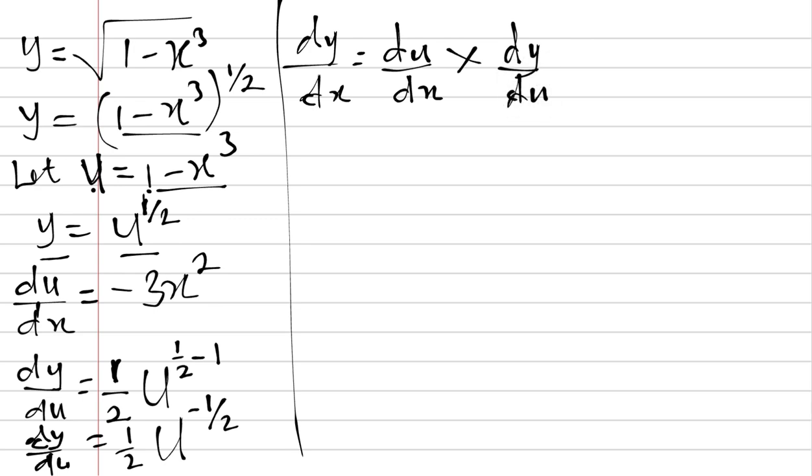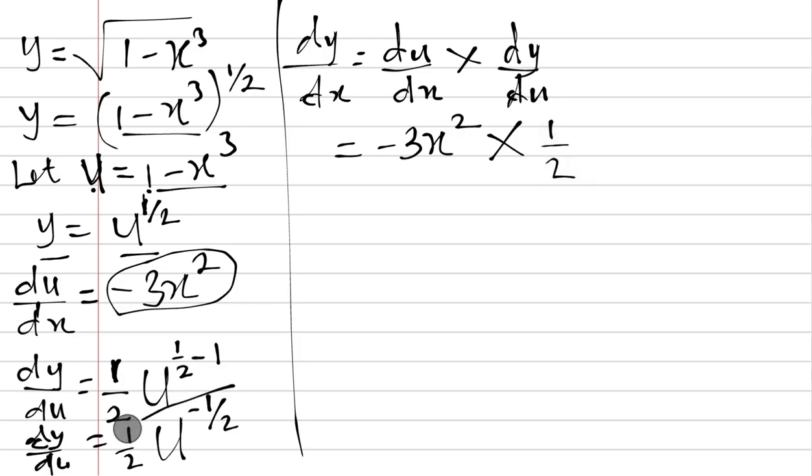So what is our du dx? Our du dx is minus 3x squared. Are you seeing that? Minus 3x squared multiplied by our dy du. What's our dy du? Half u raised to power minus half. This is your dy du here. Are you seeing that? So that means this thing here will now become minus 3x squared, this times this is this.